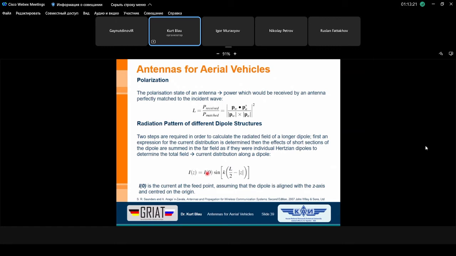Then we have to consider, if the dipole is much longer or is near the wavelength, this new current distribution. This is the magnitude at the origin, and going outward from the origin, we will see what happens. This is again the current at the feed point, meaning the origin, assuming that the dipole is aligned with the z-axis and centered on the origin. This is what I have already mentioned.